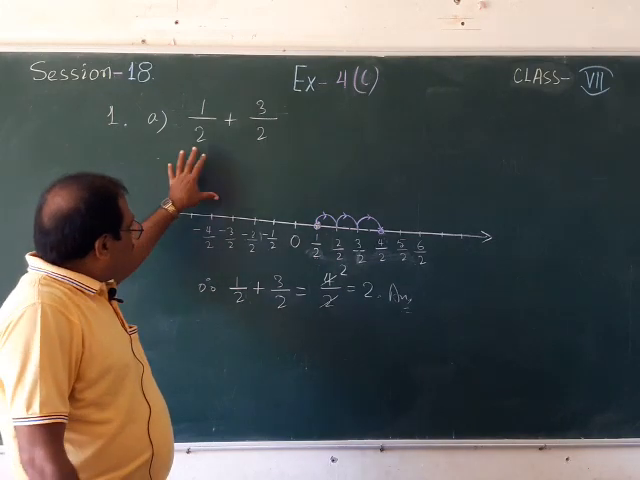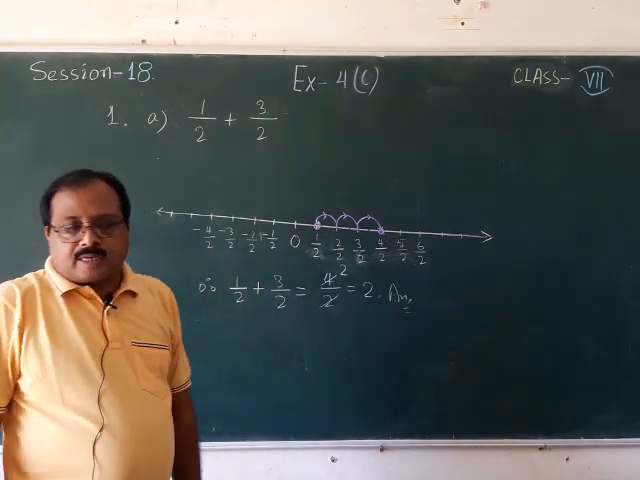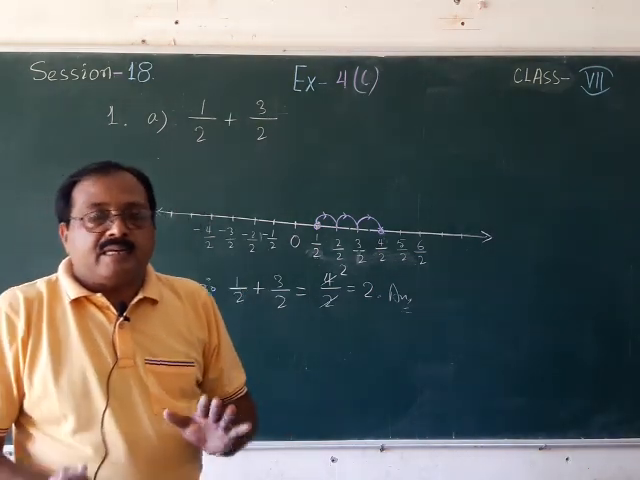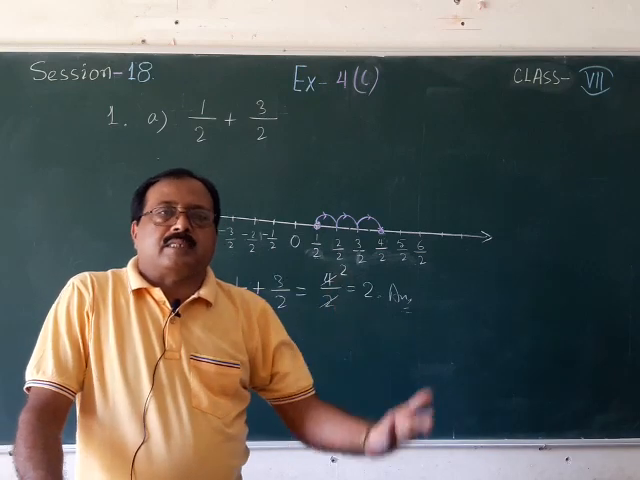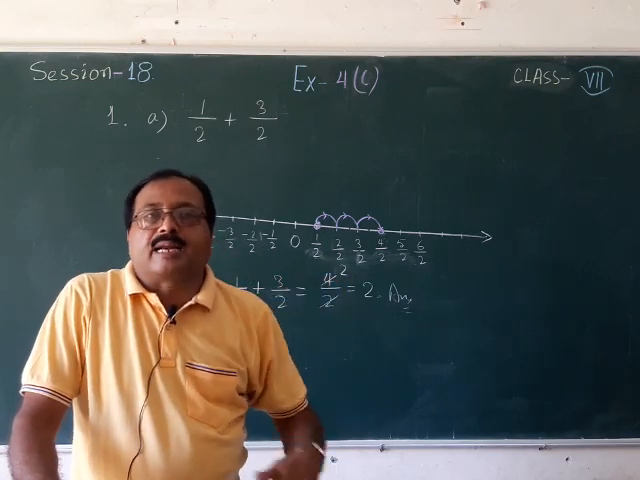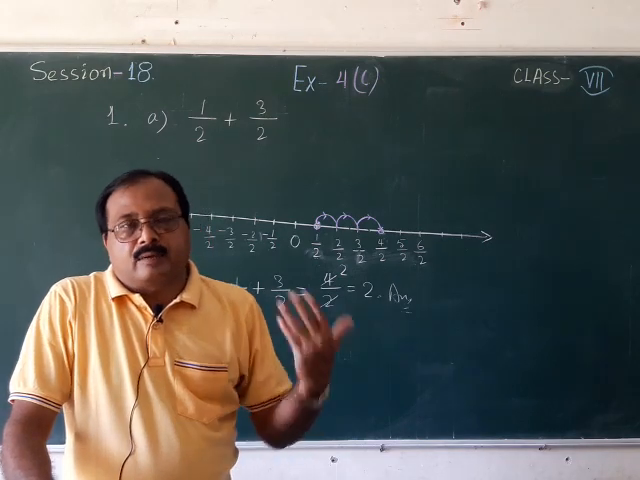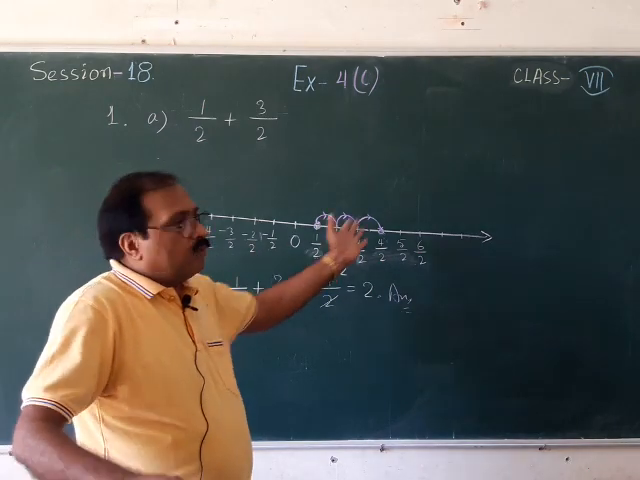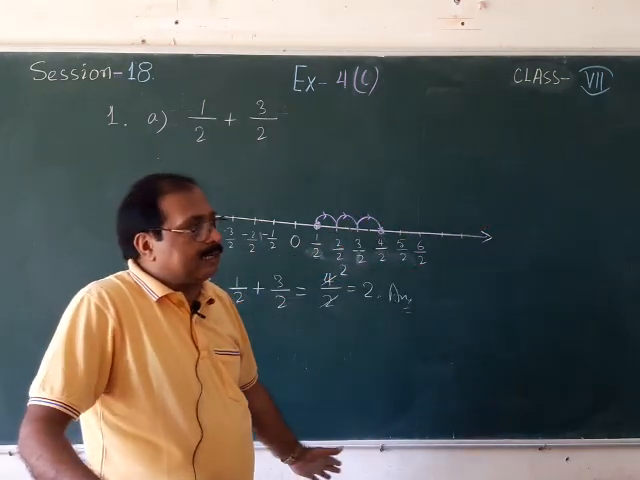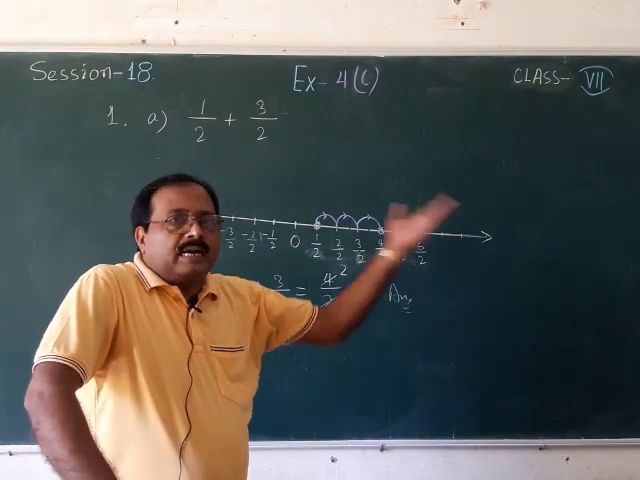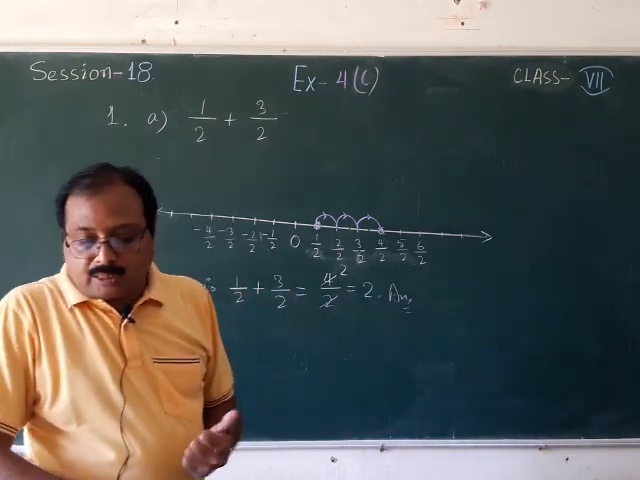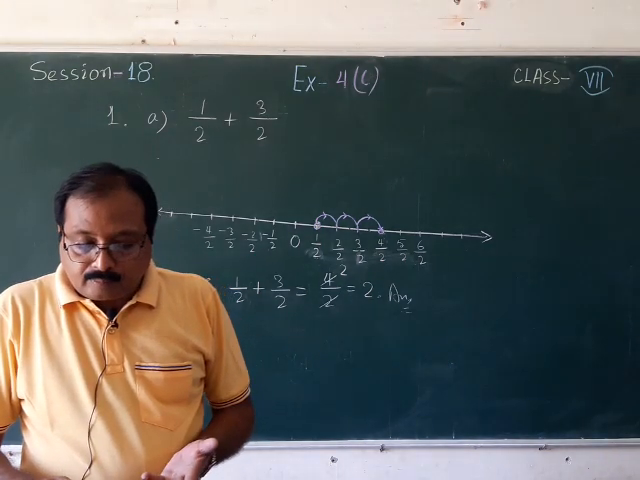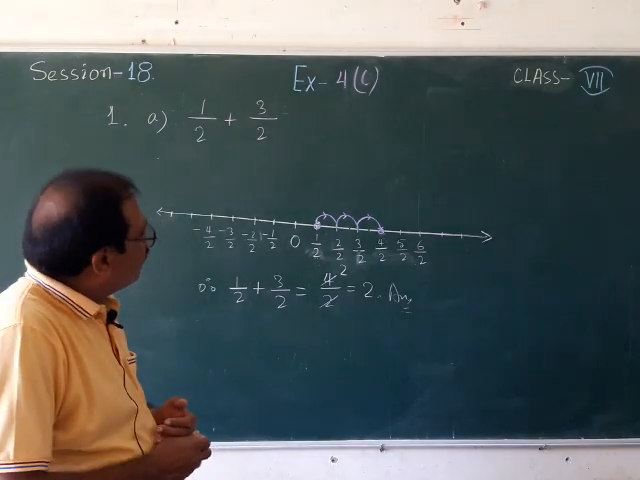For this addition on the number line, you must take care that your fractions are like fractions. If you want to add, always move to the right side. If you are subtracting, move to the left side. That means on the number line, if you move to the right, you are adding, and if you move to the left from your position, you are subtracting. So this is very useful and comfortable. Just take the jump.